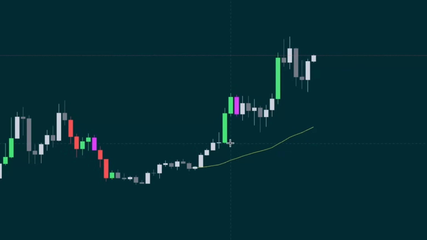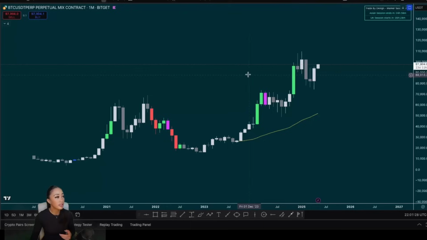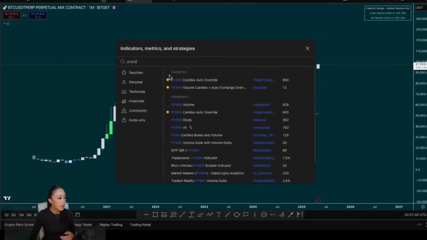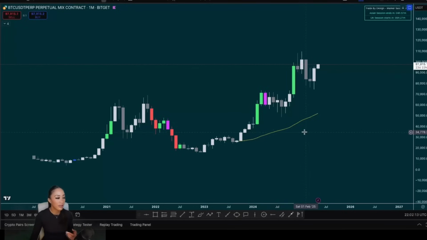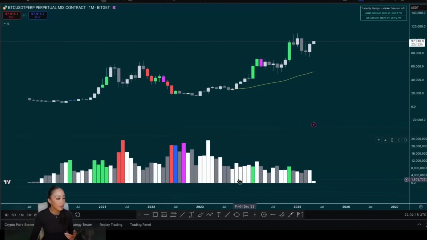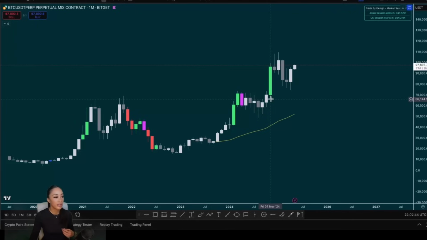If you do not yet have these vector candles on your chart, you can simply add it by coming up to indicators, typing in PVSRA, and choosing the one that says PVSRA candles auto override, and this will add the PVSRA candles to your chart and also give you the volume bars down the bottom. So you want to start by identifying the closest vector candles above and below price. We don't have any above, but I can see this large one here.